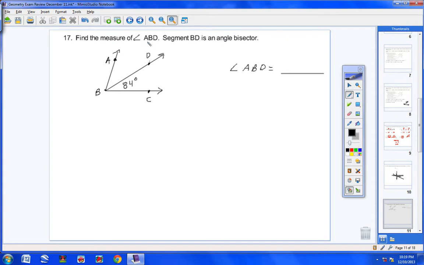Find the measure of angle ABD. Segment BD is an angle bisector. Guys, what I'm testing you on here is, do you know what an angle bisector is? It cuts an angle in half. So if I'm telling you BD, and I should have called it ray BD, not segment, to be honest with you, ray BD is an angle bisector. That means this ray cuts this whole big angle right in half.